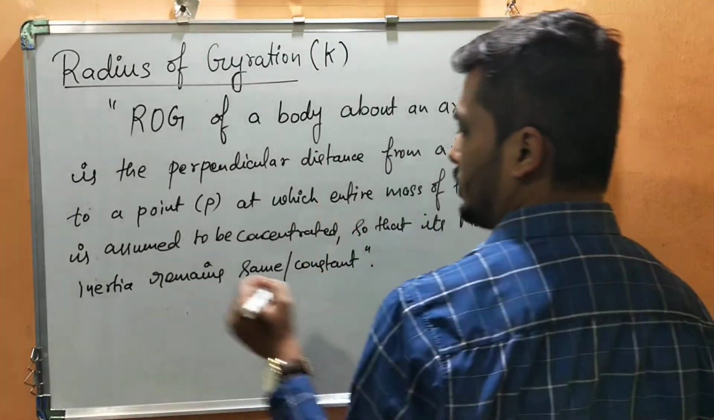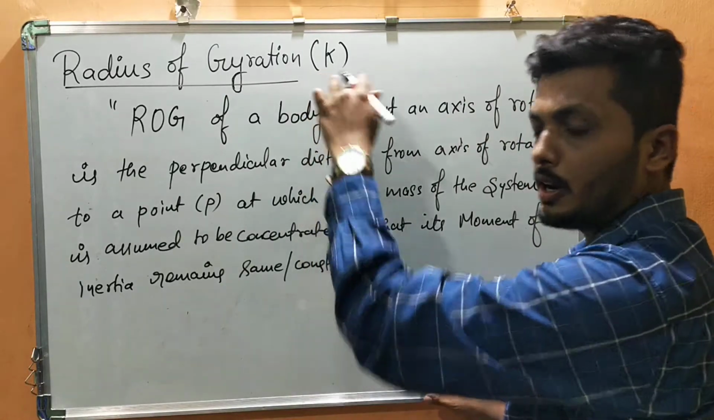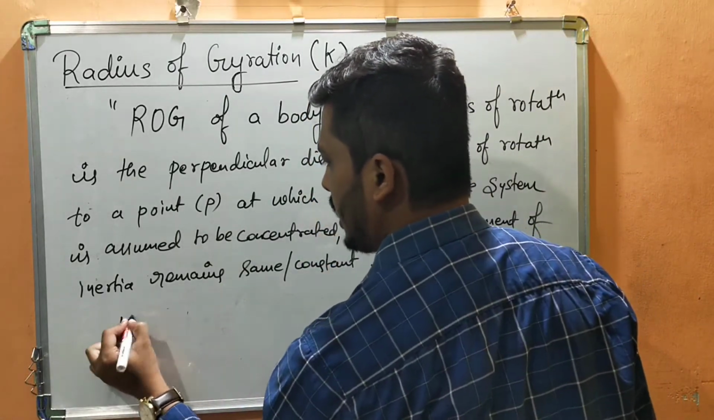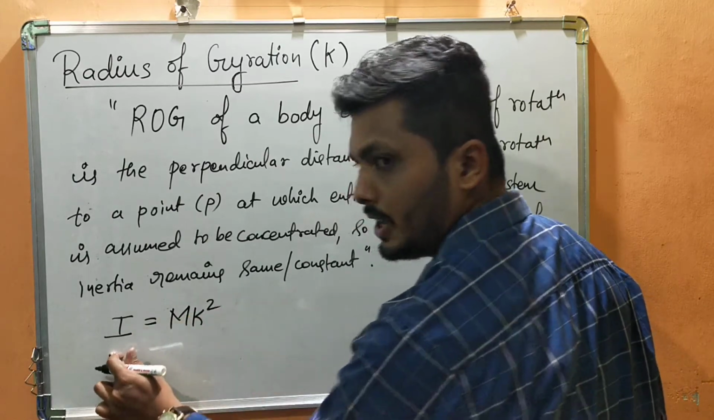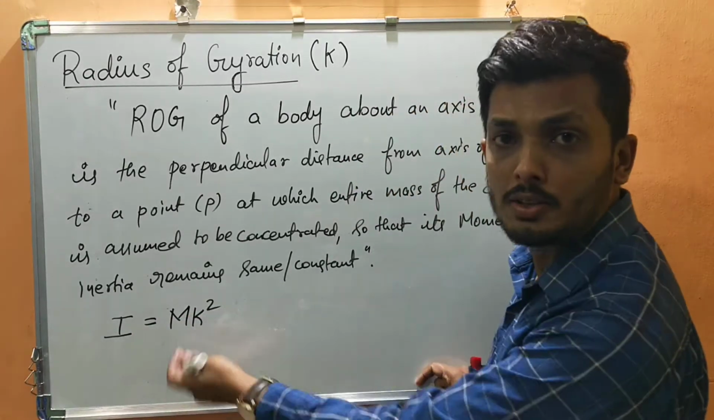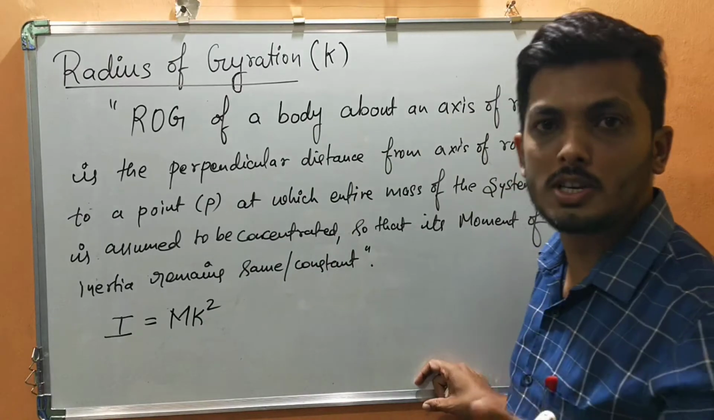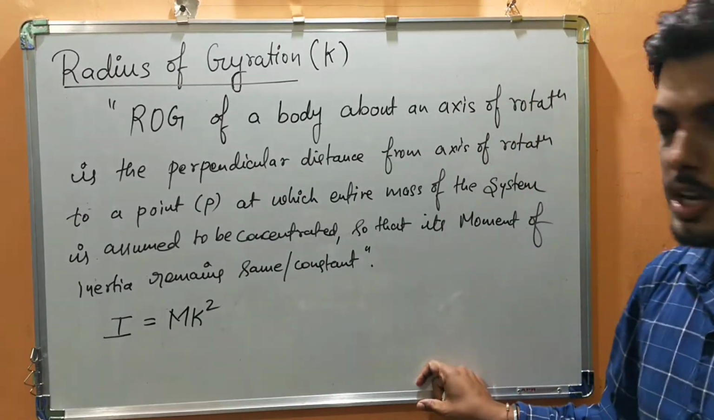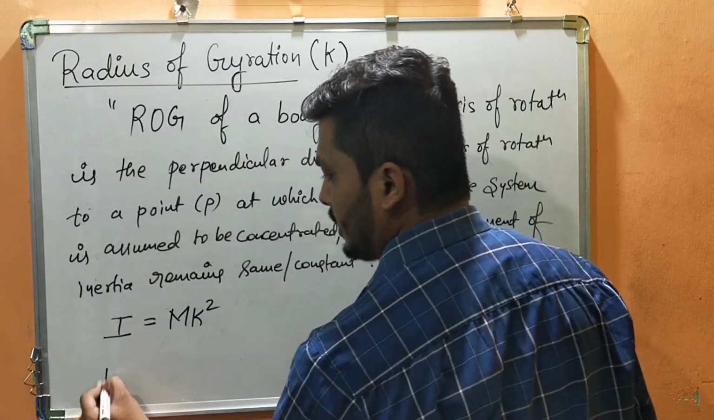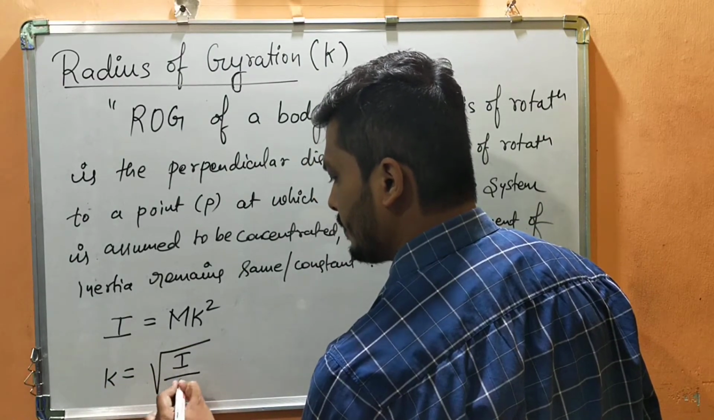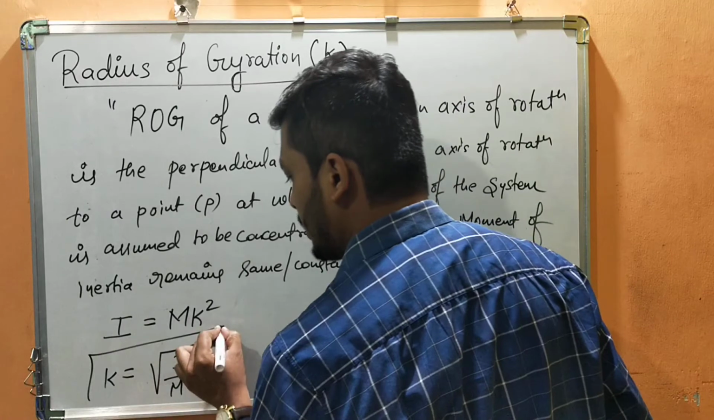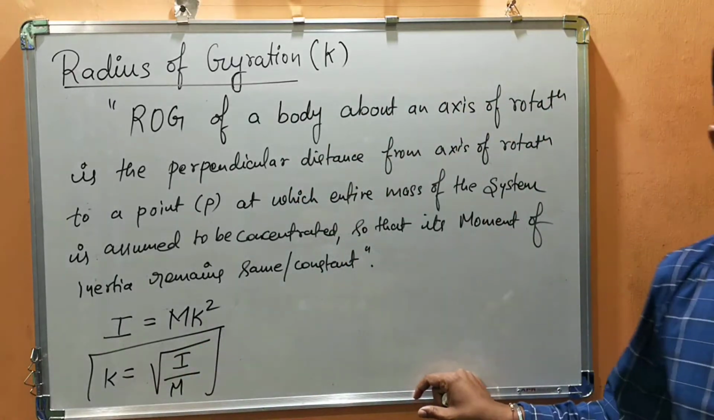Now this radius of gyration is denoted by capital letter K. Now how do you represent it? I equals M K square, where I is moment of inertia, M is the mass of the system, and this K is a constant. That constant is known as radius of gyration. Now can I write K from this? K will be what? Under root of I by M. So K can be written as under root I by M.